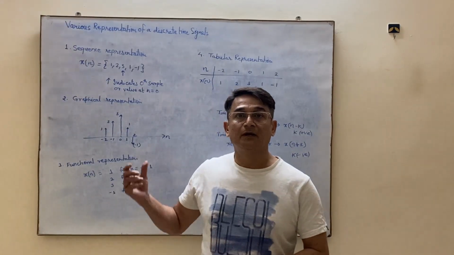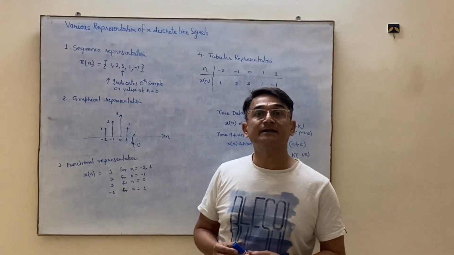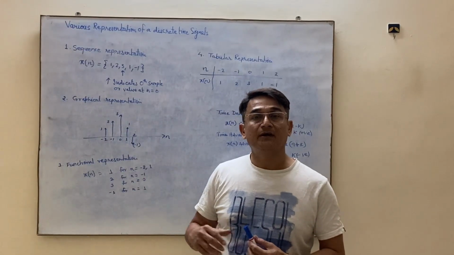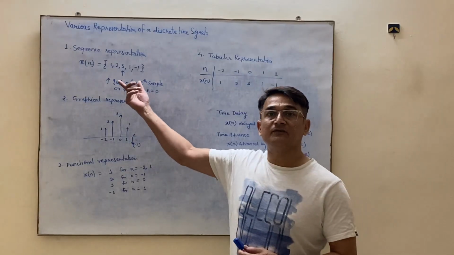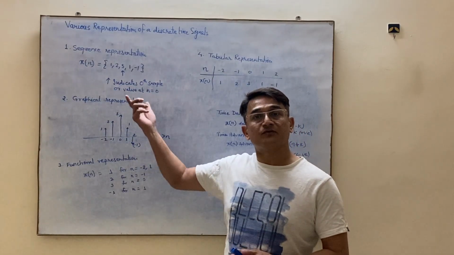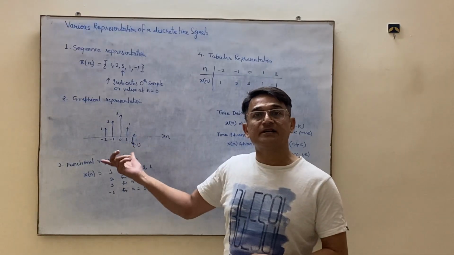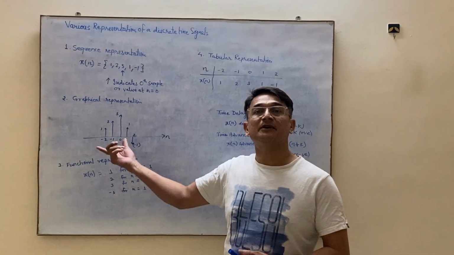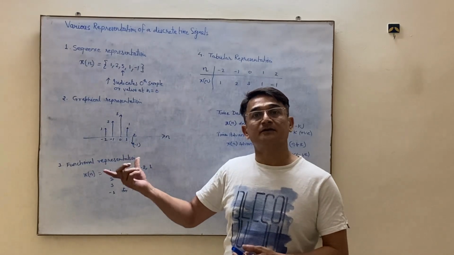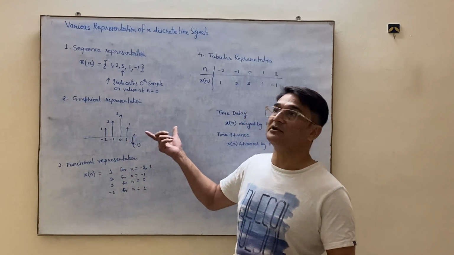Hello students, in this video we are going to understand the various representations of discrete time signals. In the previous video we already discussed various types of signals, in which the main classification was continuous time signal and discrete time signal. And as you know, a discrete time signal can be obtained from a continuous time signal with the help of sampling frequency. That means a continuous time signal can be represented by its corresponding samples.